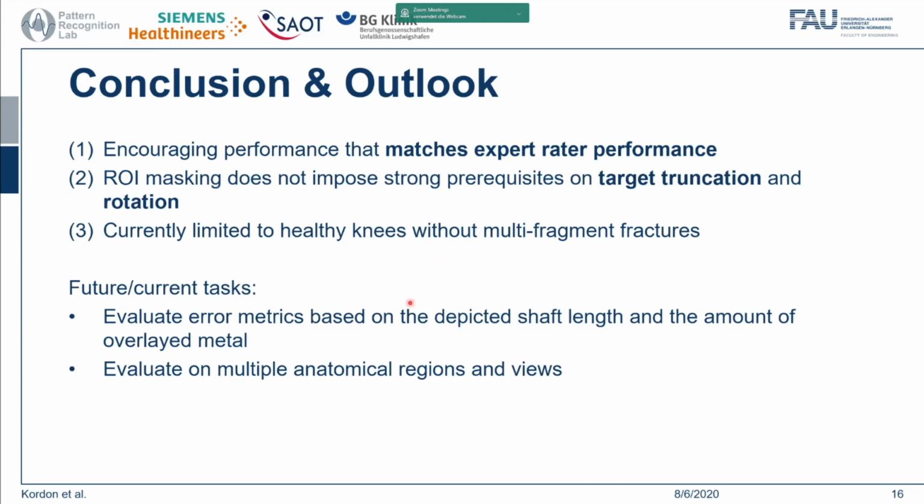Right now, we are also evaluating these metrics for different shaft lengths, and for example, you saw that there is quite a large amount of metal inside the images, so that we can also quantify the error with respect to the amount of overlaid metal. And also, as previously mentioned, we are currently also evaluating this for different anatomical regions, for example, the shoulder region or elbow or wrist region.